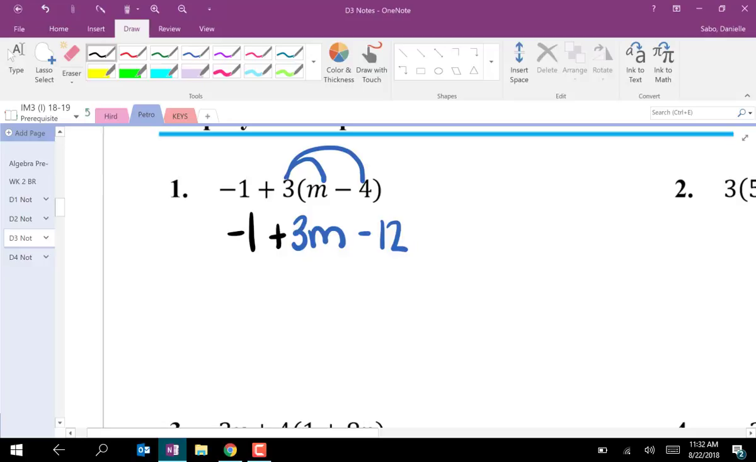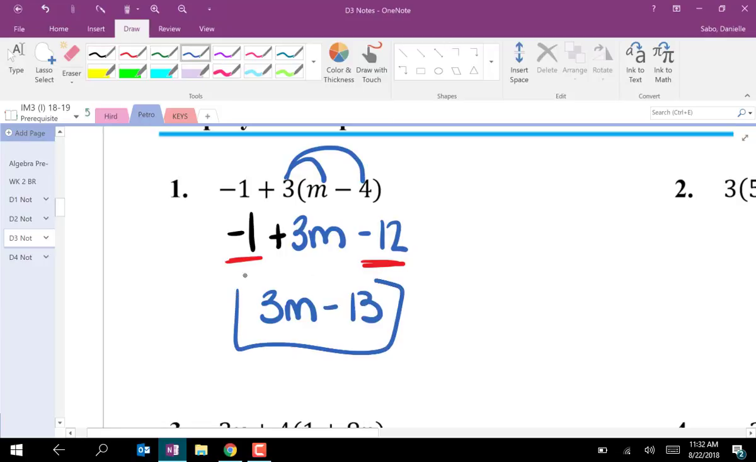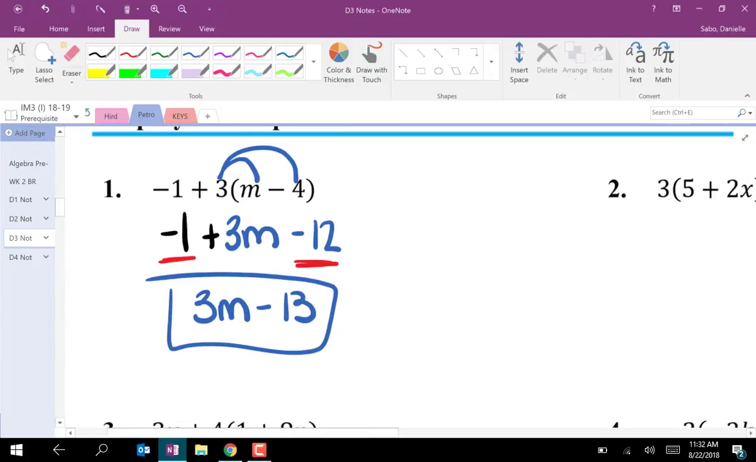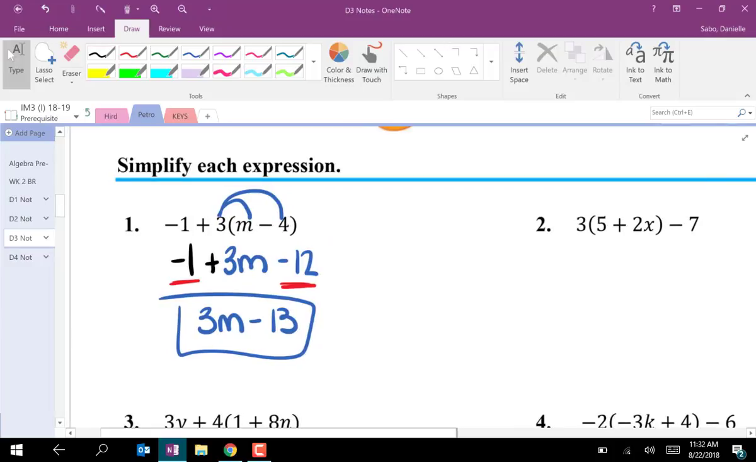And I only have one more step left, and that's just to combine like terms if anything's the same. Well, there's only one M. There's 3 M's, so we're not going to do anything with that. However, I do have a negative 1 and a negative 12, which makes a what? There you go. You got it. If I owe you $12 and I said, hey, give me one more, now you owe me 13. So do number 2 because it's very similar to it. Number 2 is very similar, so go ahead and give it a try.